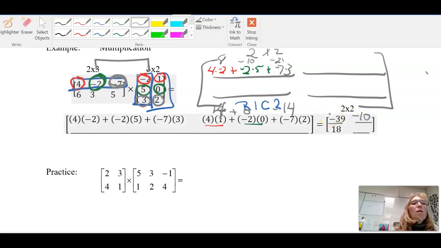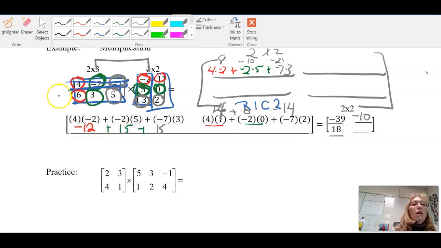Okay, let's do the next one. So now we are done with this row. We are down to this row. Same thing. First times first. So 6 times negative 2, which is, I'm going to put it down here, negative 12. Plus 3 times 5, which is 15, plus 5 times 3, which is 15. So we end up with, let's see, 30 minus 12, 18.